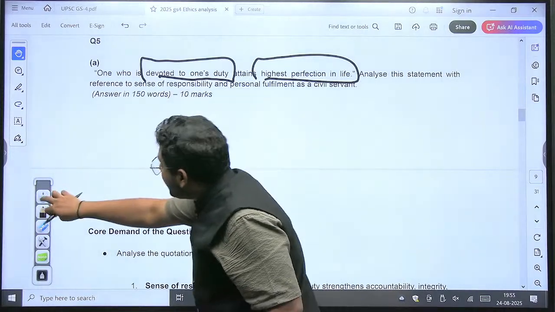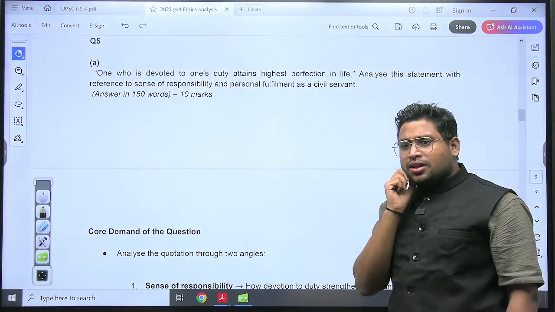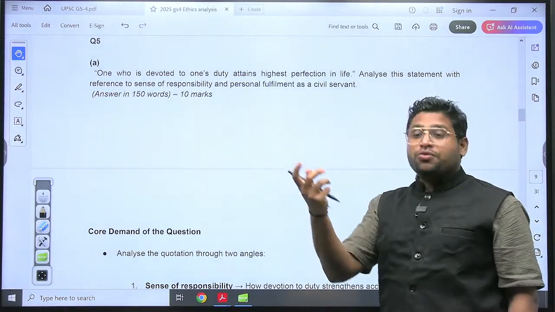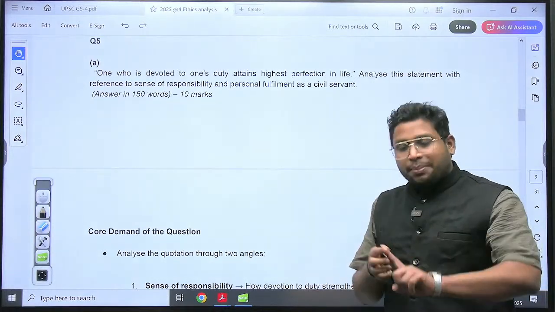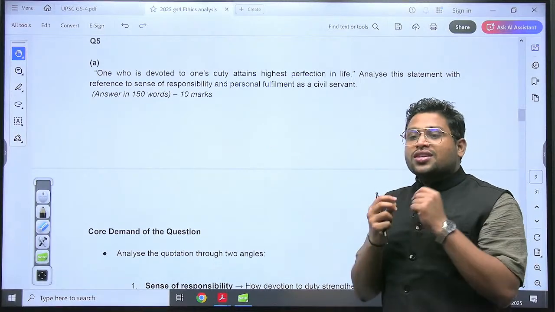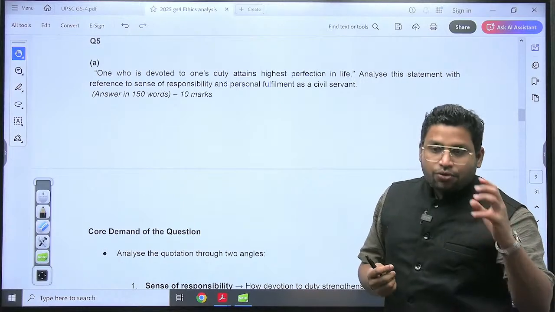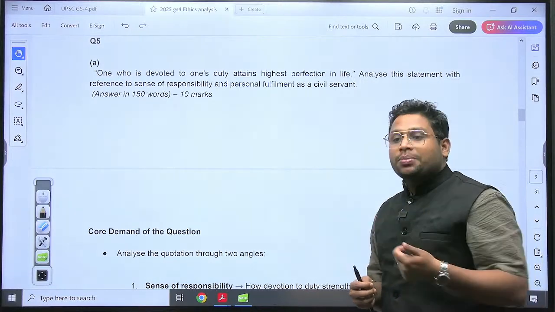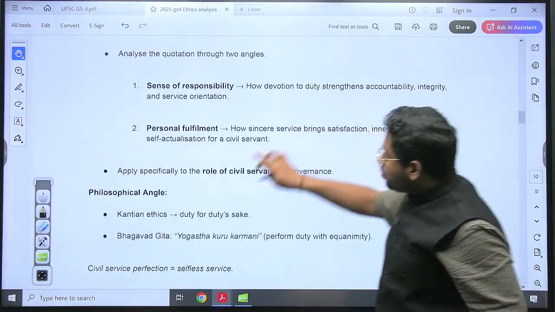So I can even connect this with the theories given by Vivekananda also. He also talks about these things, that service of Jiva is the worship of Shiva. So he talks about selfless duties. You will find many administrators, many bureaucrats who go for this selfless attitude, right? Even in the foundational values of civil servants, we talk about this part, that there should be dedication to public service, right? So this is something you are supposed to explore over here.